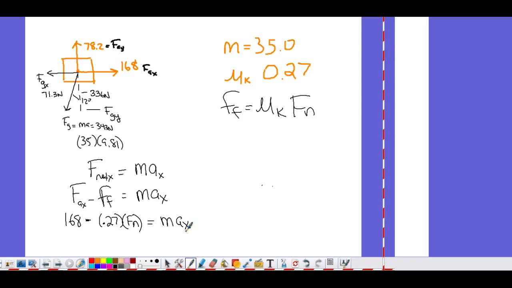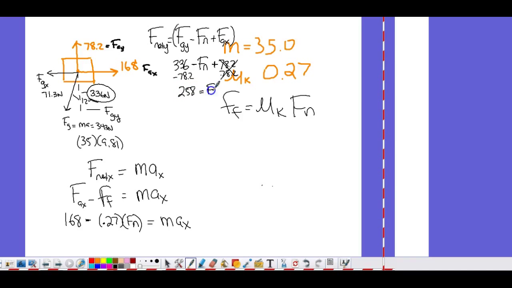So then we have to figure out the normal force. To figure it out, we have to realize that it's opposite that force. The normal force acts opposite of the force of gravity. So the force of gravity on the Y is 336. If we want to figure the force net Y, that's equal to the force of gravity Y minus the normal force plus the force of gravity X. So we know what this is, 336, minus the normal force, which we have to figure out. But we know there's an additional force, 78.2. If we subtract 78.2 from both sides, this cancels, and we get 336 minus 78.2, which is 258, and that equals the normal force.